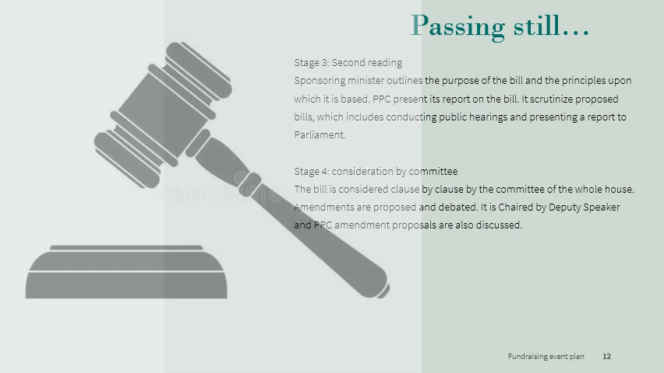Now, as we continue passing the bill in Parliament, we have stage 3, which is the second reading. In the second reading, we are done with the title in the first reading, right? So in terms of stage 3, in the second reading, we are now looking at the purpose of the bill. We read out the purpose of the bill and the principles upon which it is based, and then the PLC presents its reports on the bill. It scrutinizes the proposed bill, and it provides public hearings and presents a report to the Parliament for such public hearings.